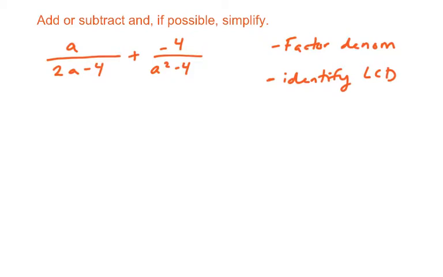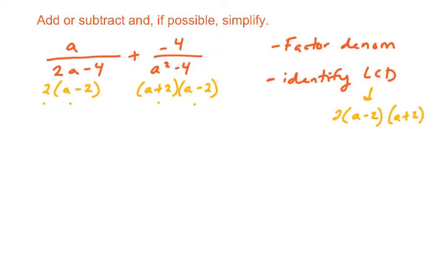So 2a minus 4, we see that these both have a factor of 2 that we can factor out. So this would be 2 times the quantity a minus 2. If we were to distribute that 2, we'd get the same thing. And then a squared minus 4, this would factor to a plus 2 times a minus 2. So now the least common denominator would be, we have a factor of 2, and then an a minus 2, those are going to be these two factors. Here we have the a minus 2, but we also need an a plus 2.